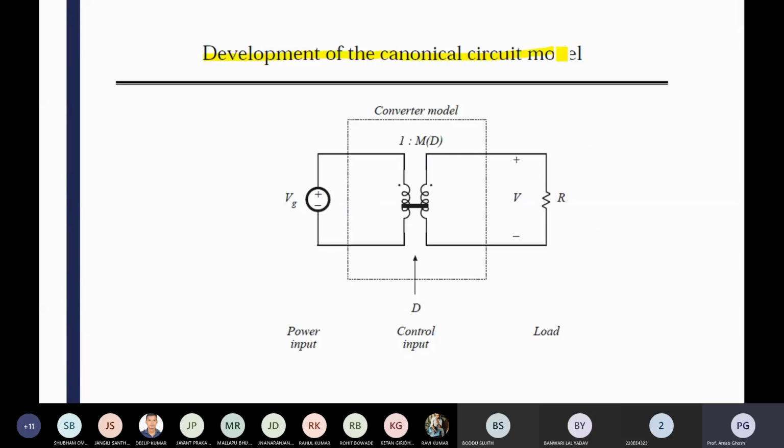Okay, so development of the canonical circuit model. Converter modeling is already discussed, meaning the transformer model, so it is your DC transformer model. That part I have not used, but I have used the AC transformer model. It may be more or less similar to your DC transformer model, only the parameters and values are DC values. This is the difference from your AC transformer model.